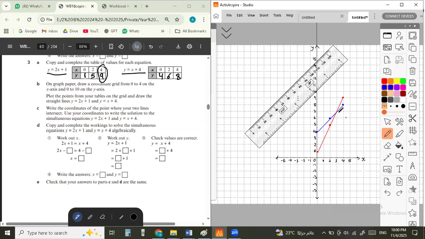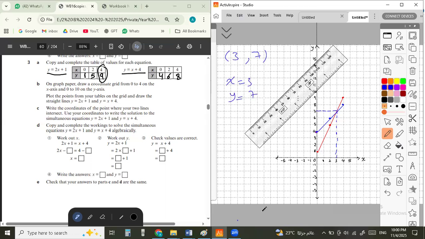Right now, I need to do what? I need to take from this point of intersection a line all the way down until I touch the x-axis. Oh, so the x is 3, mister. So the point of intersection is what? The point of intersection is 3, and on the y-axis, it is 7. So the answer to this simultaneous equation is x equals 3 and y equals 7.